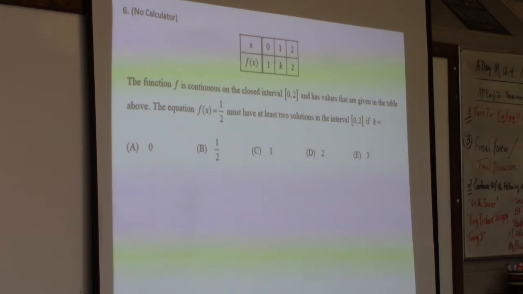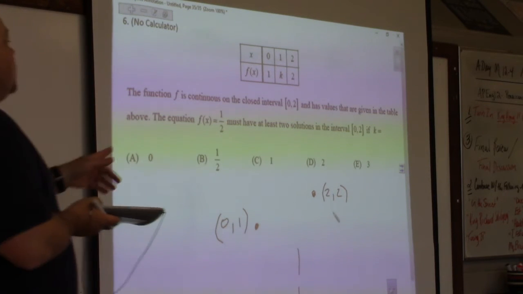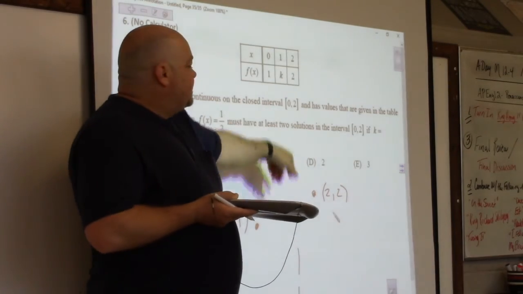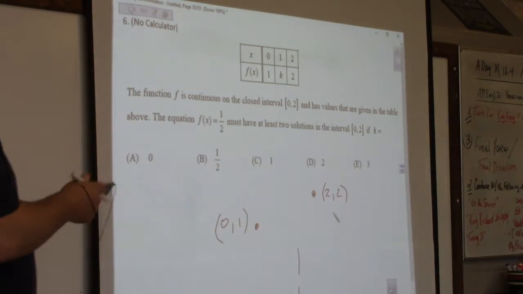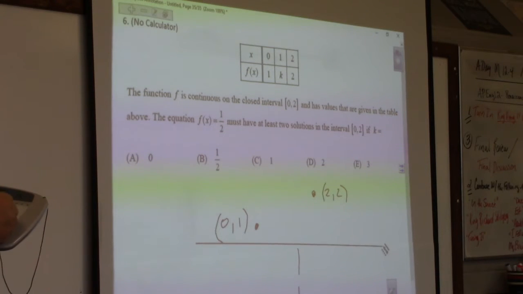So now, looking at this, let's get some points here. We've got 0, 1, and we've got 2 over here somewhere. And somewhere in here we've got a value of 1. And it says, what value must k have to guarantee 2 solutions? Well, to have 2 solutions, that means it's going to have the value of 1/2 twice. So let me draw a line in here. There we go. And we'll call that y equals 1/2.